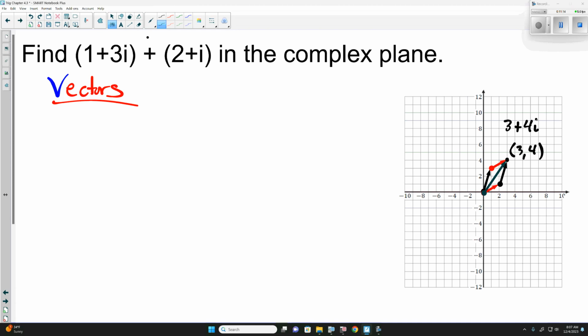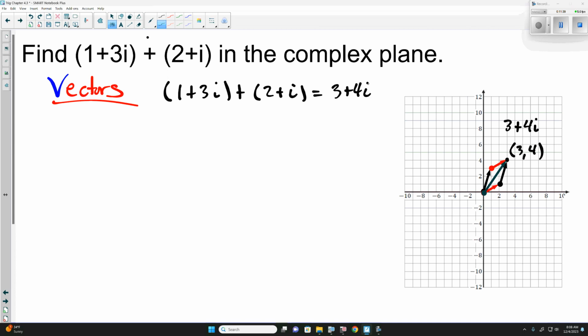Now, if we're subtracting, we go point to point and tail to tail. So one of them ends up flipping. And we'll see that here in a minute. So really, when we say 1 plus 3i plus 2 plus i, we get 3 plus 4i.